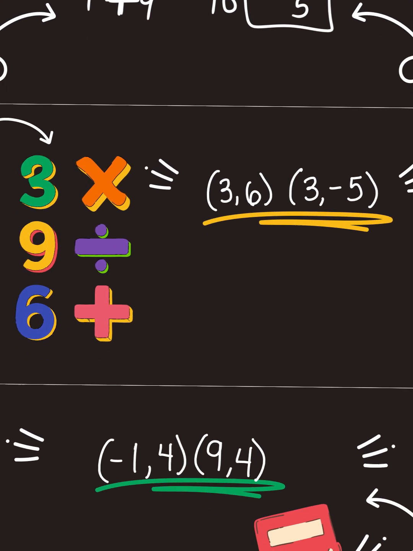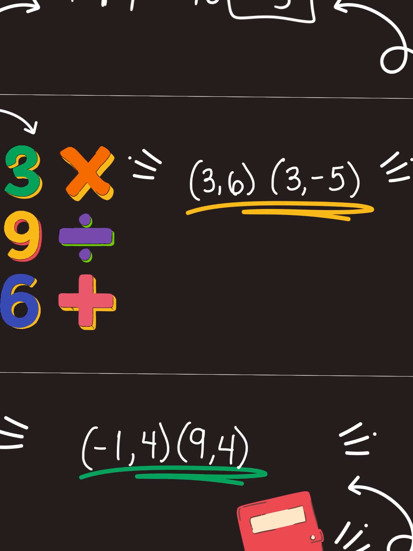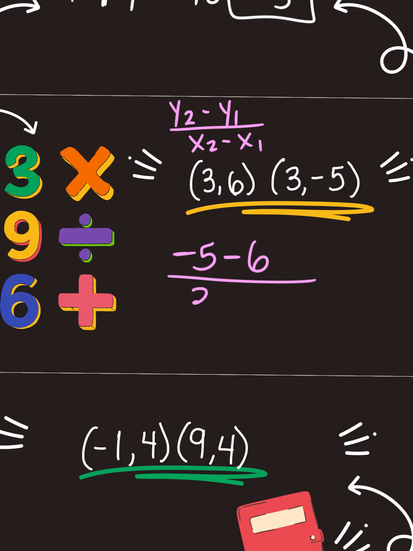All right. When I do this slope formula here, which again, I'm writing it every single time, the more you write it correctly, the easier you're going to remember it. All right. My y2 is negative 5, correct? Minus my y1 is 6 over my x2, which is 3, minus x1, which is 3.